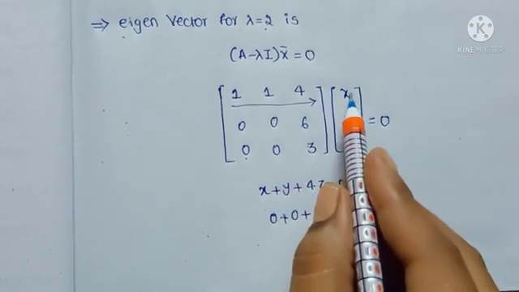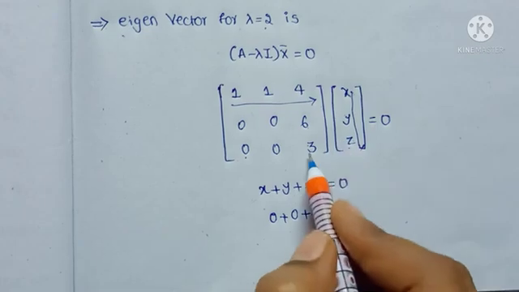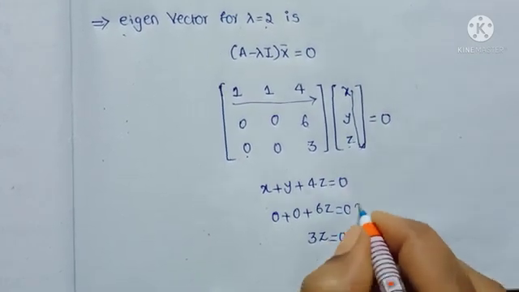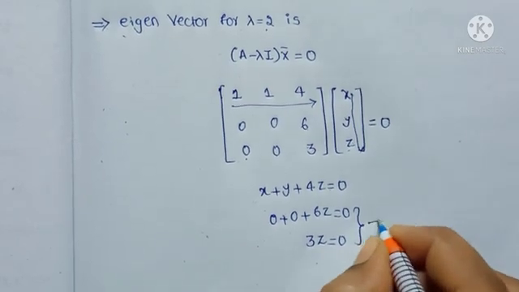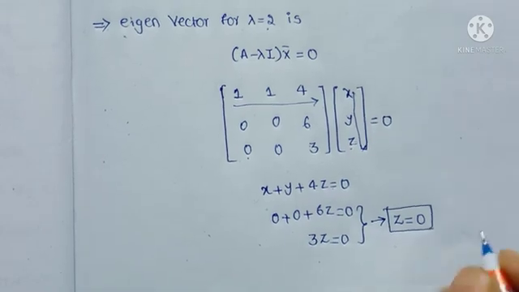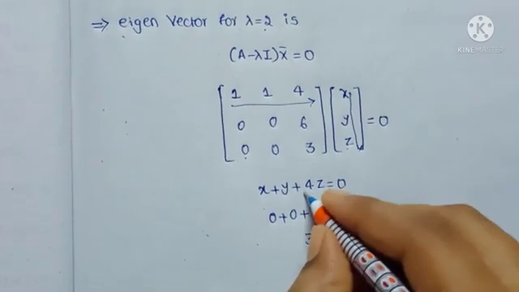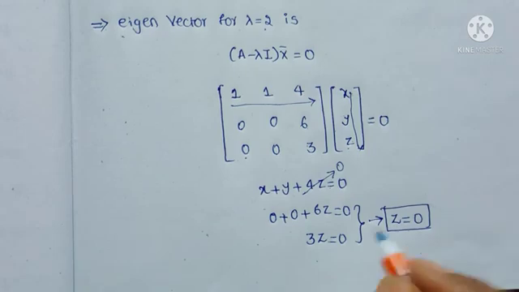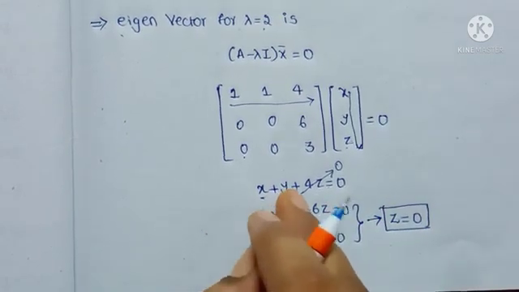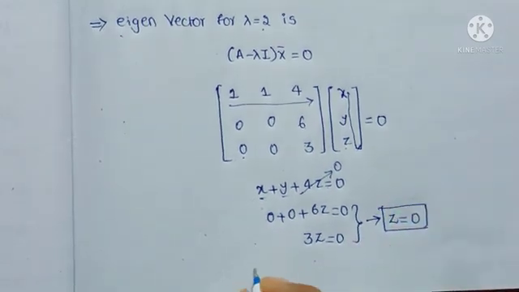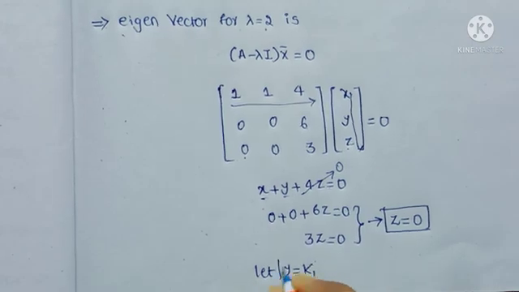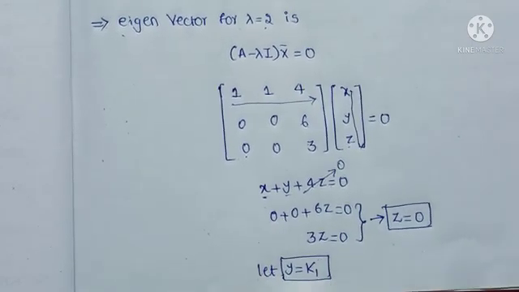Similarly here also 0 into x, 0, 0 into y, 0, plus 3 into z, 3z, which is equal to 0. From these two equations we can conclude z is equal to 0. Here 4z is equal to 0. In order to find x and y, we have to know any one value. So we are assuming y equal to k1 parameter.